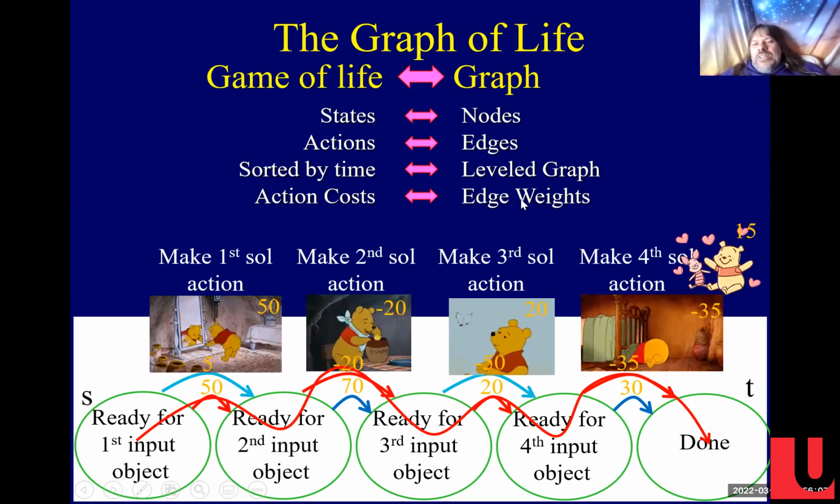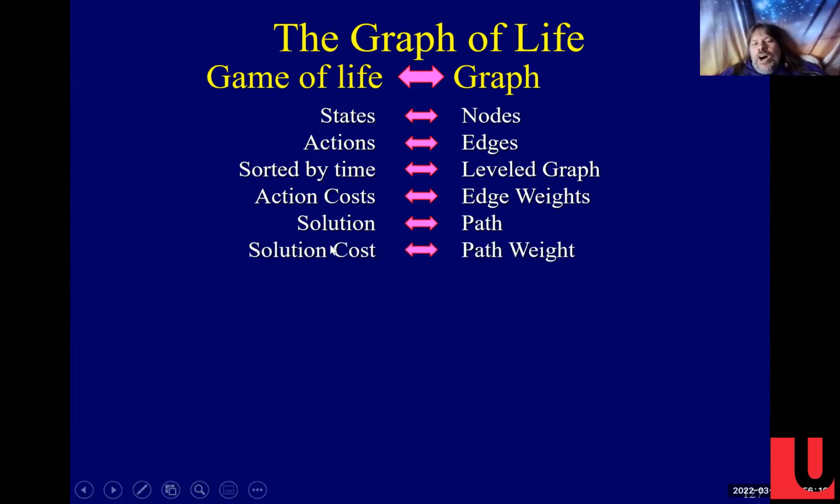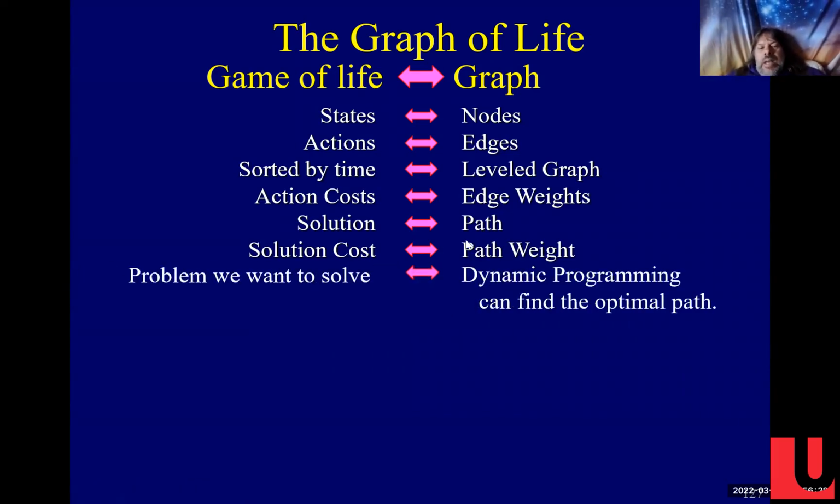So each edge has a weight, and each solution corresponds to a path through the graph, and the cost of a solution is the sum of these weights, which corresponds to the cost of a path, the sum of the weights in the path, right? And what is our goal? We want to find out how to best live our life, and what we do is we run dynamic programming to find the best path through this graph, right? Does that make sense?